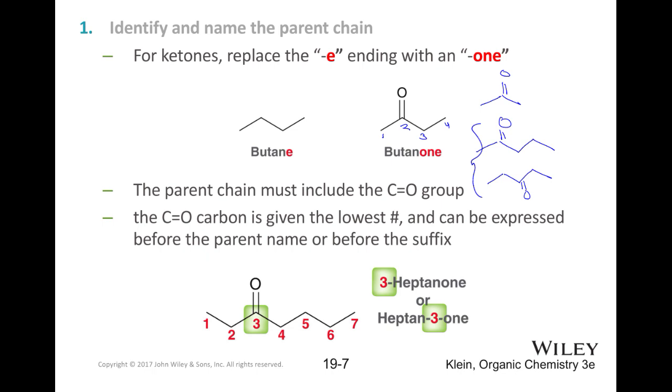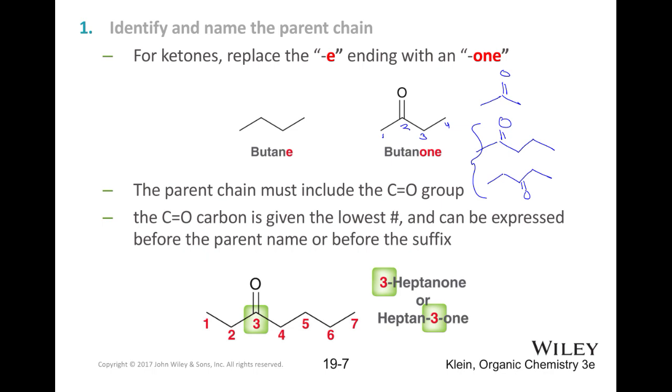So there you go. Obviously the number of possible isomers is going to increase as the carbon chain gets longer like that. The parent chain, when you're naming a ketone, has to contain the carbonyl group. The carbonyl group, same as always, we give it the lowest possible number. And it can be expressed before the parent or before the suffix. So you can see for this molecule here, I think it's pretty obvious that the carbonyl should be given number 3 instead of number 5.